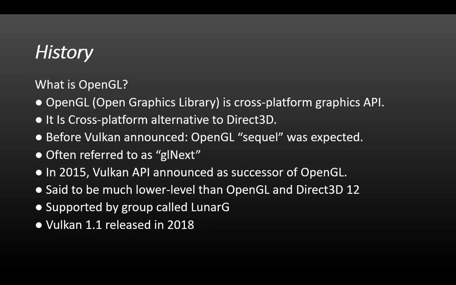So the Vulkan API is said to be much lower level than OpenGL and DirectX 12. Yeah, that's true. OpenGL is high level, DirectX is high level. You don't need to write a lot of code and handle a lot of GPU features to work with them. But Vulkan requires you to do that. OpenGL and DirectX just don't need you to do that. Well, Vulkan is supported by a group called Khronos Group, and Vulkan 1.1 was released in 2018. Before that, Vulkan 1.0 was being used.